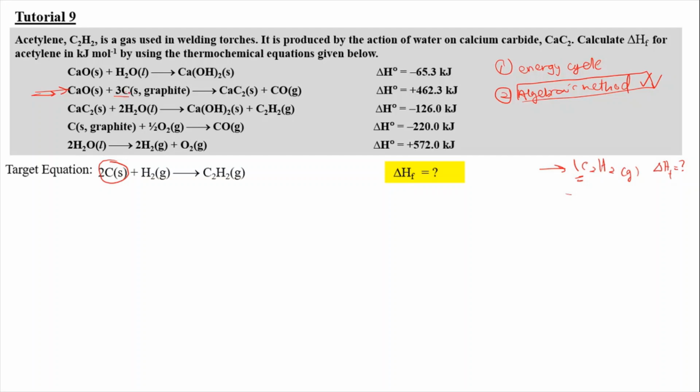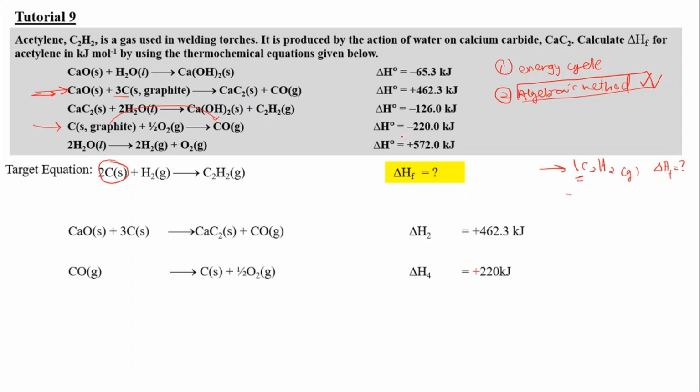So I will just maintain it the way that it is. Delta H naught is equal to positive 462.3, so I'll take that straight away. But in our target equation, I need 2 carbon. Here I got 3 carbon. So I will take this equation and inverse it. The product is going to be the reactant and the reactant is going to be the product. Once I do that, the sign is going to change from negative into positive.